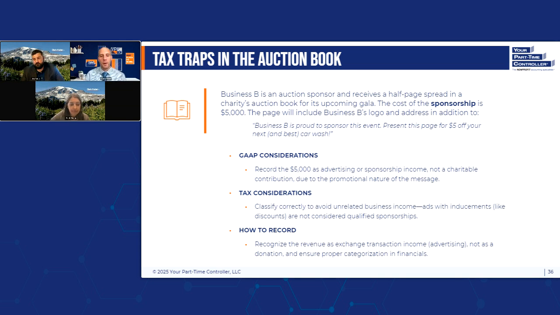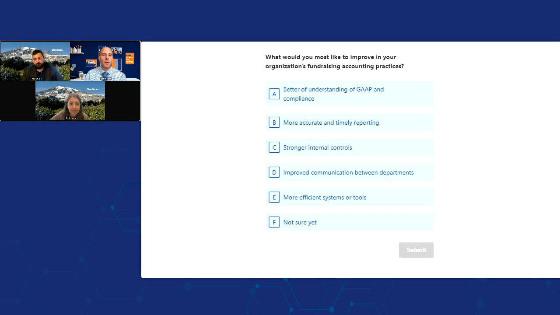In time for our last poll. What would you most like to improve in your organization's fundraising accounting practices? Better understanding of GAAP and compliance, more accurate and timely reporting, stronger internal controls, improved communication between departments, more efficient systems or tools, or not sure yet?